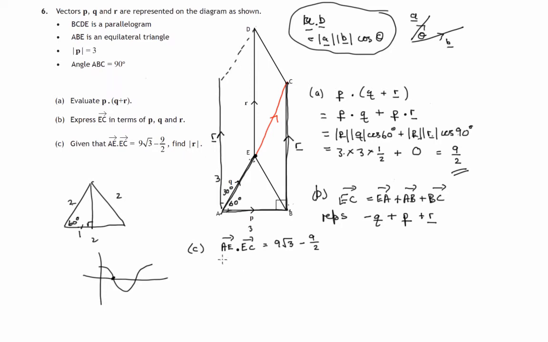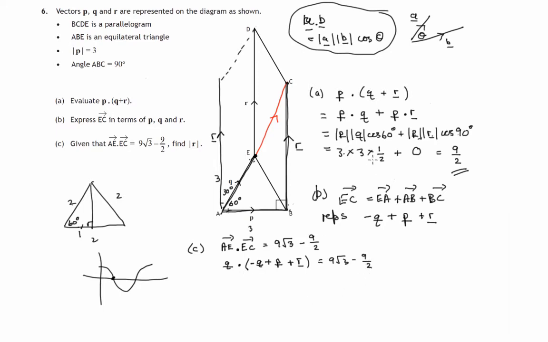So let's just see what we know about these two journeys. Travelling from A to E, well, that represents Q. And what about travelling from E to C? Well, that's part B that we've just worked out. Usually questions that have several parts like this, the last part would depend on the previous parts. So let's just replace journey from E to C by what we found it represented in terms of vectors. It's negative Q plus P plus R. And we know that's 9 root 3 minus 9 over 2.